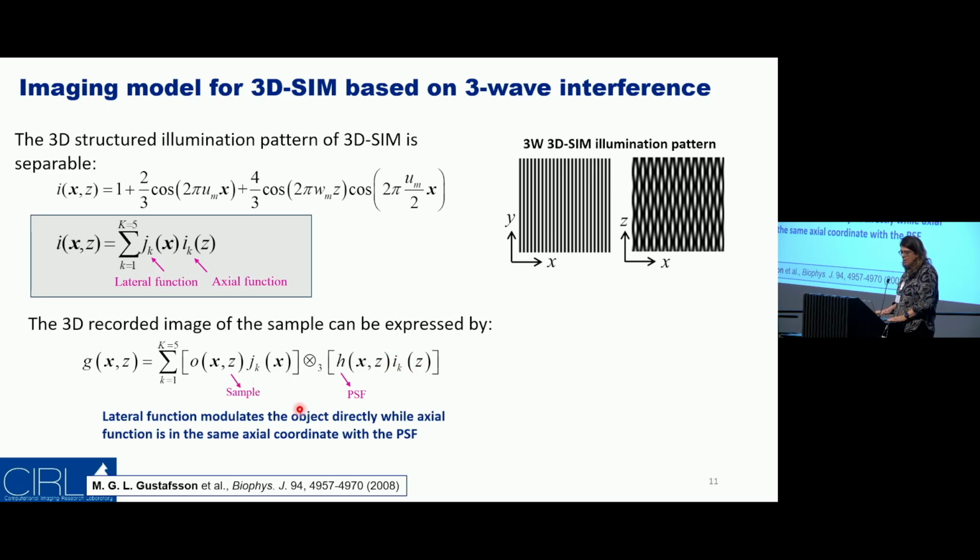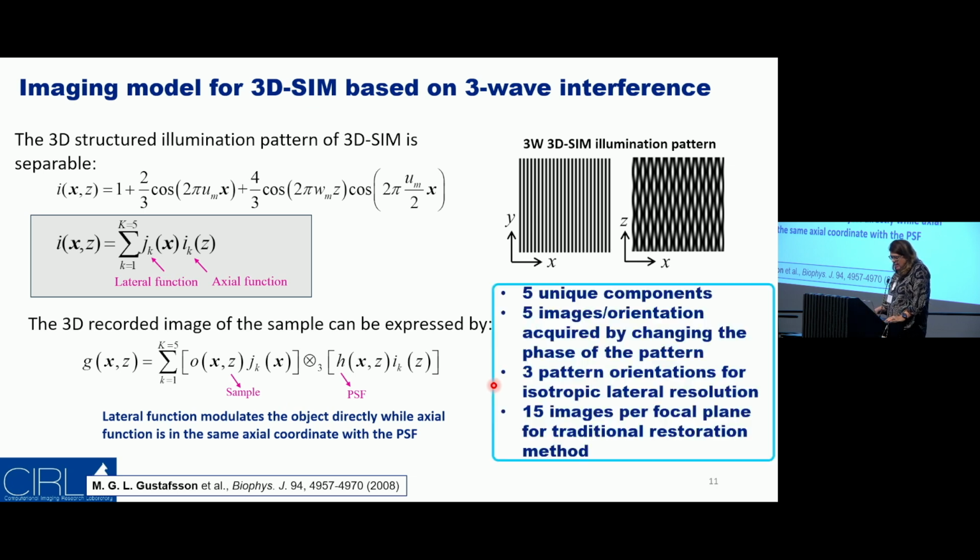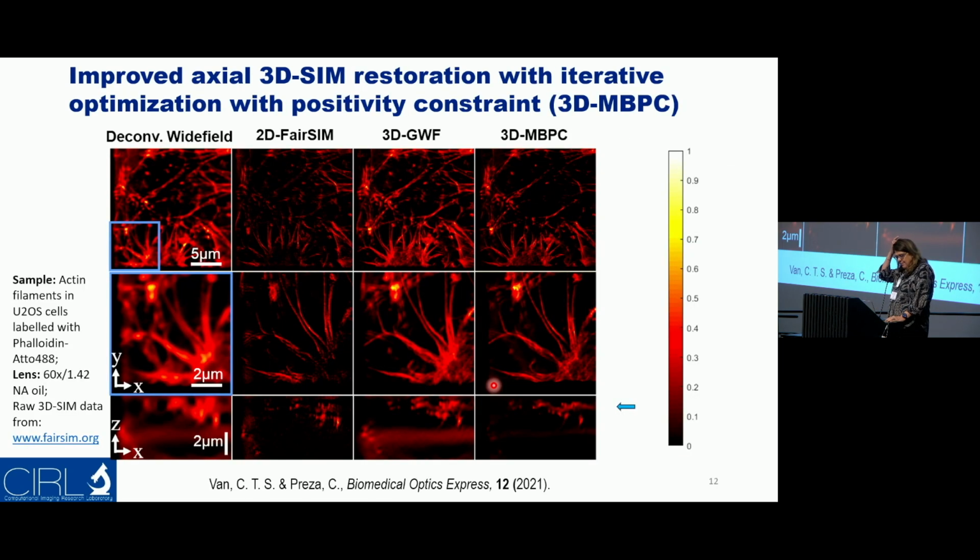You have to take care when you do the restorations that you have the correct model, otherwise you create artifacts. Okay, so this is some experimental results from an actin filament in U2OS cells, and here again we're showing the same thing, that iterative methods provide better results than the generalized Wiener filter, and in fact the point here was the improved axial resolution.